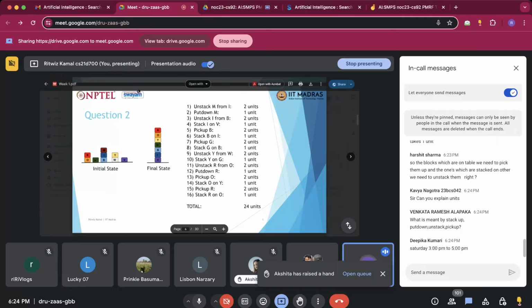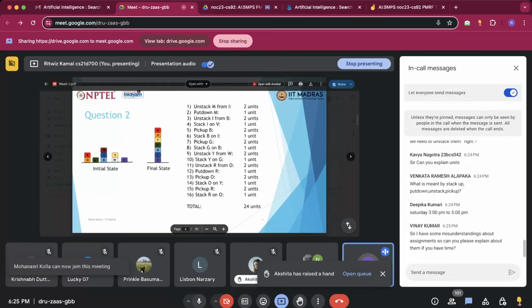Okay, units is basically, you can think of units in terms of seconds or minutes. We have not used any specific seconds or hours over here. We just go with units, and we assume for the sake of solving the problem some arbitrary number 2 and 1 for each of the actions. Yeah, so stack, put down, unstack, pick up, these are all different actions that the robot can perform to go from one state to another.